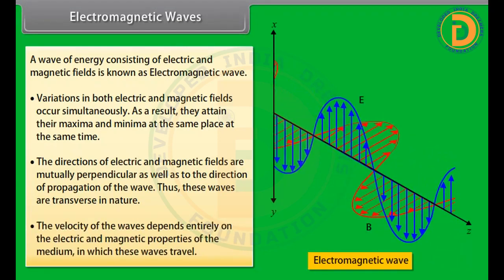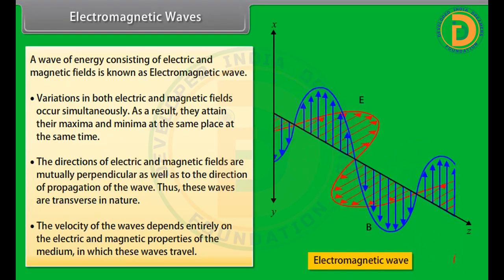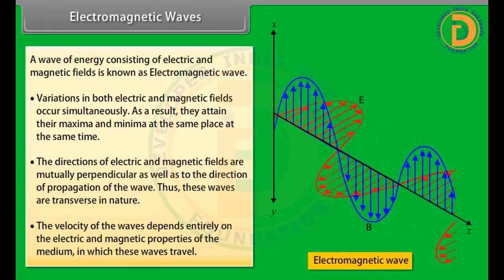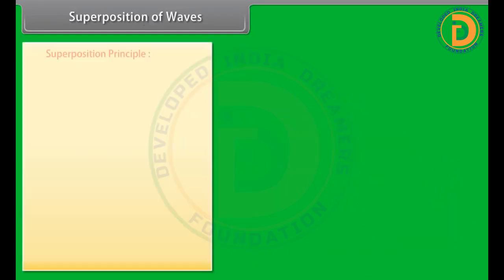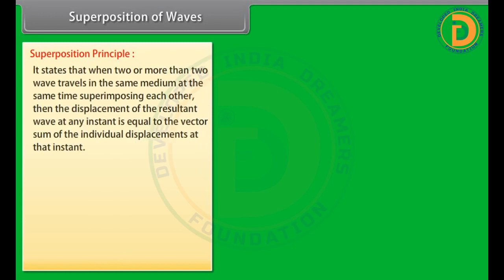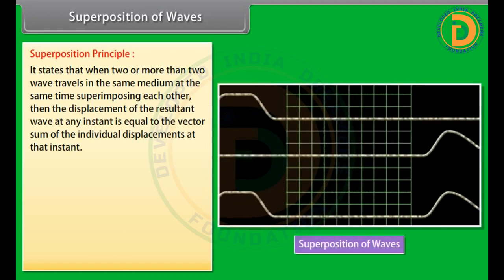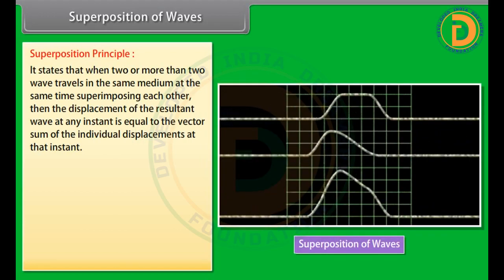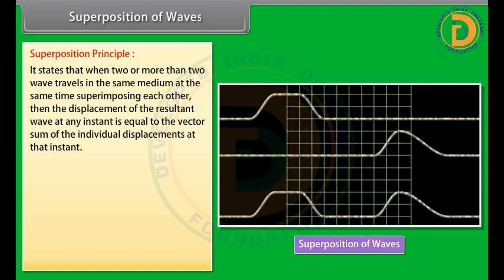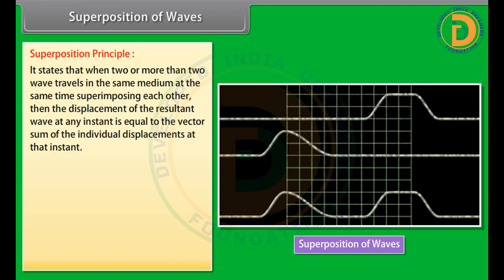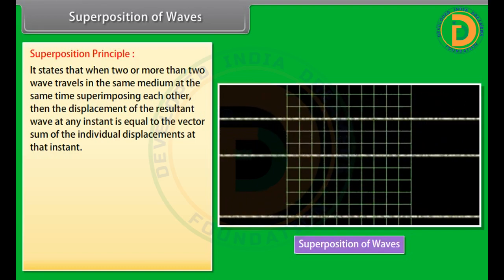The velocity of the waves depends entirely on the electric and magnetic properties of the medium in which these waves travel. Superposition of waves. Principle of superposition states that when two or more than two waves travel in the same medium at the same time superimposing each other, then the displacement of the resultant wave at any instant is equal to the vector sum of the individual displacements at that instant.